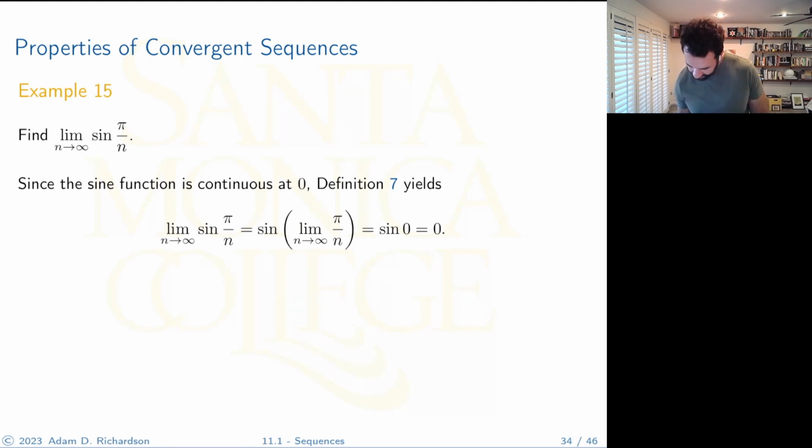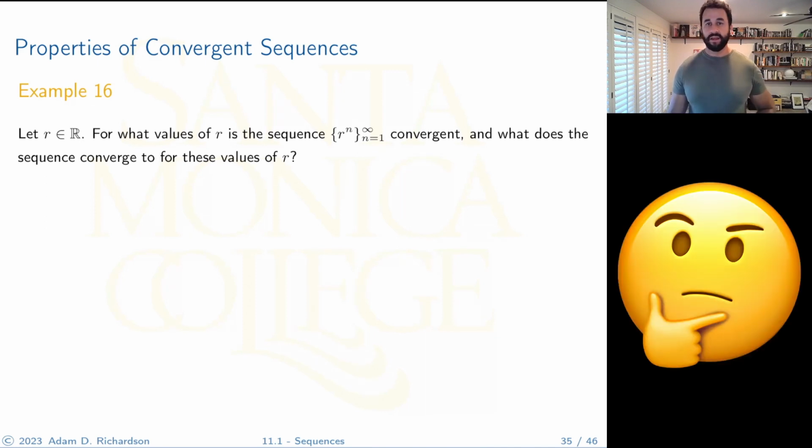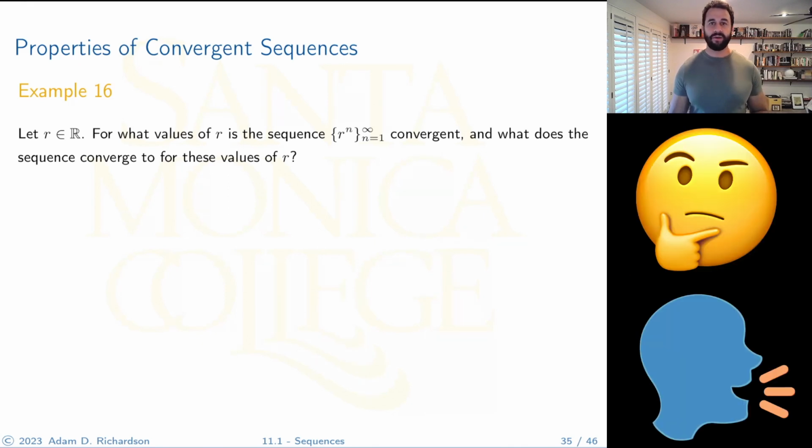All right, now what's next? Okay. This is an important example. We're going to get a result that we're going to use in the next section. So I want to walk through this one pretty carefully. Let r, little r, be a real number. And the question is, for what values of r is this sequence convergent? And if it is convergent, what does it converge to? So I want you to ponder this for a minute, and then say something out loud about how you would test it out. What's a good value of r to start with that you would test?